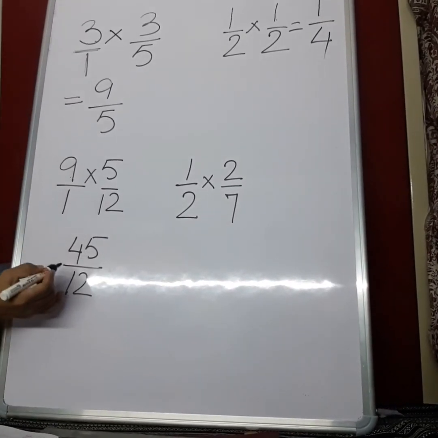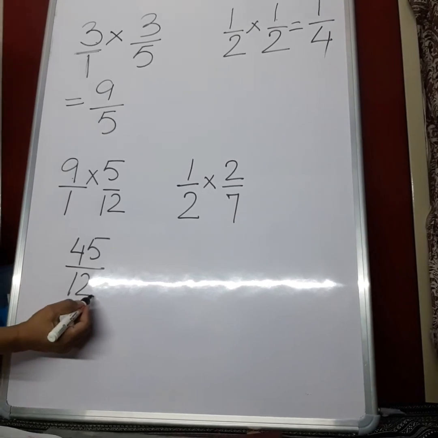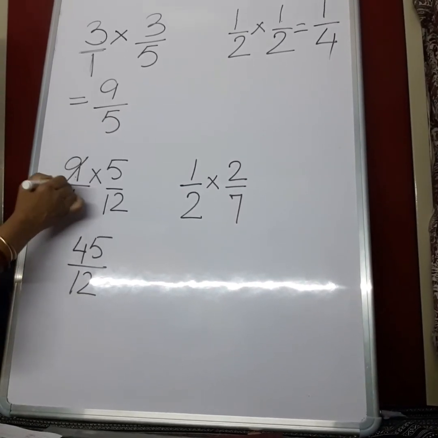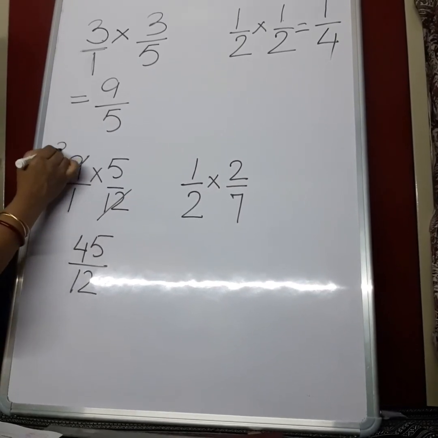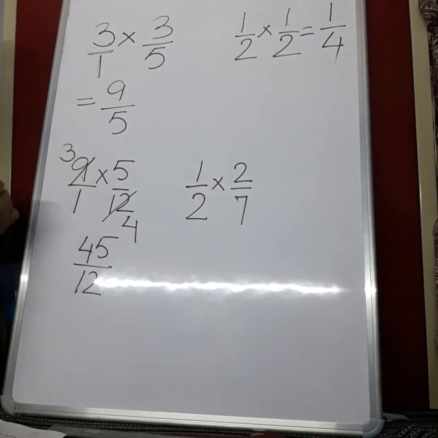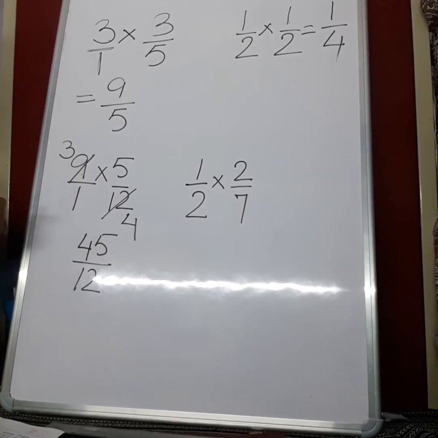But see, they have a common factor 3. So we can cancel it here itself. 3 3s are 9 and 3 4s are 12. It will become 15 by 4.